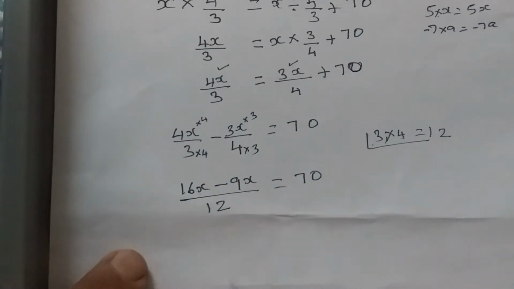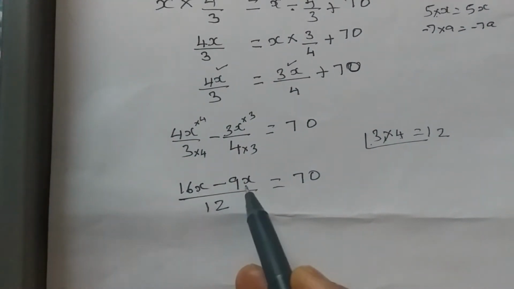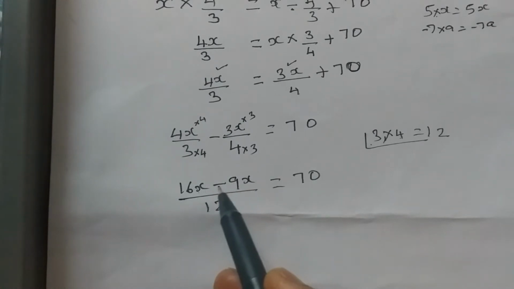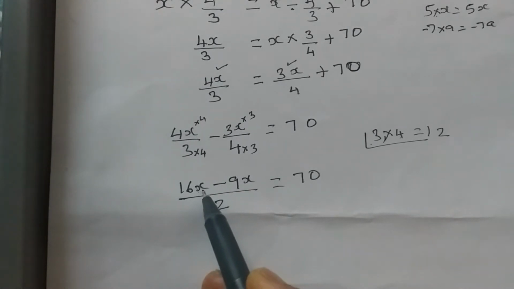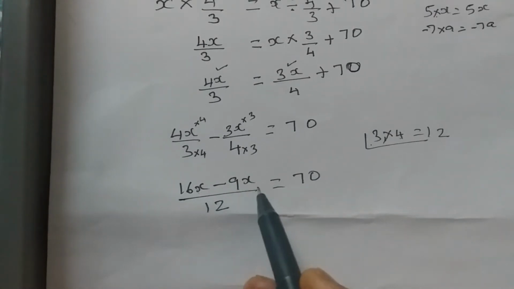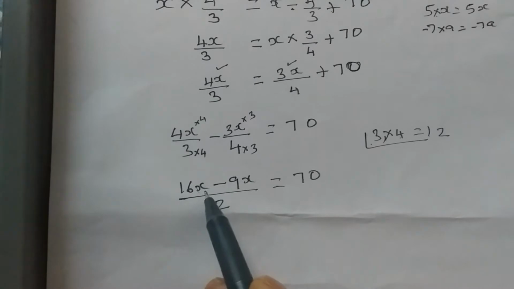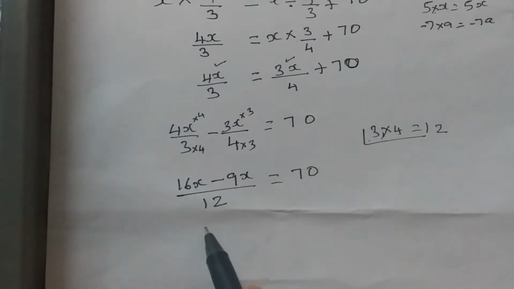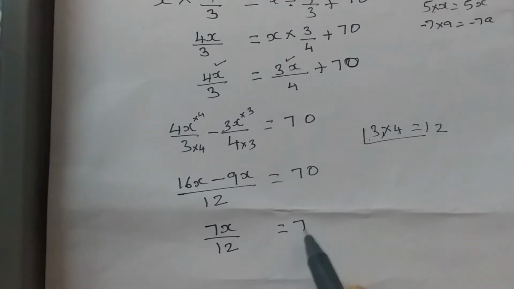Okay, what is the next step? Both are like terms, 16x minus 9x. And in algebra, we have studied that only like terms can be added or subtracted. What are like terms? The variable, these letters must be the same. 16x minus 9x is like 16 oranges minus 9 oranges. Okay. So 16 minus 9 is 7x by 12 is equal to 70.